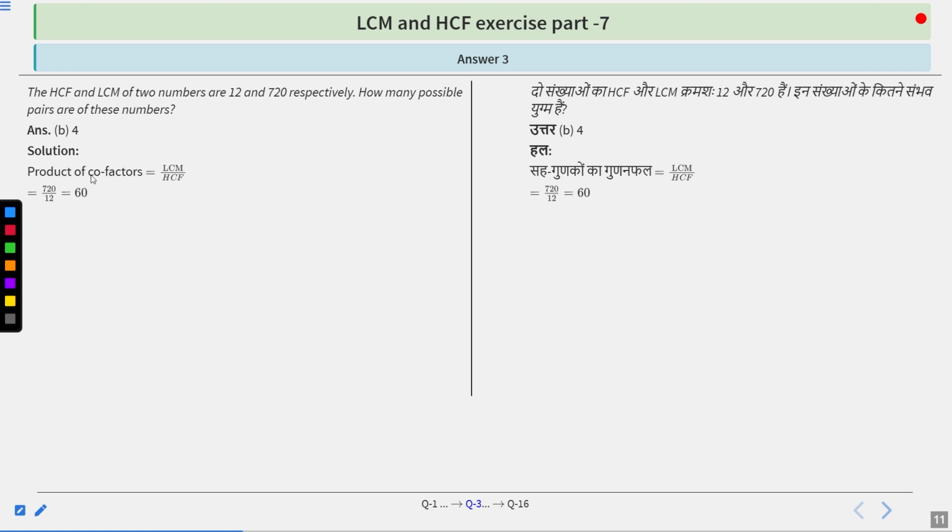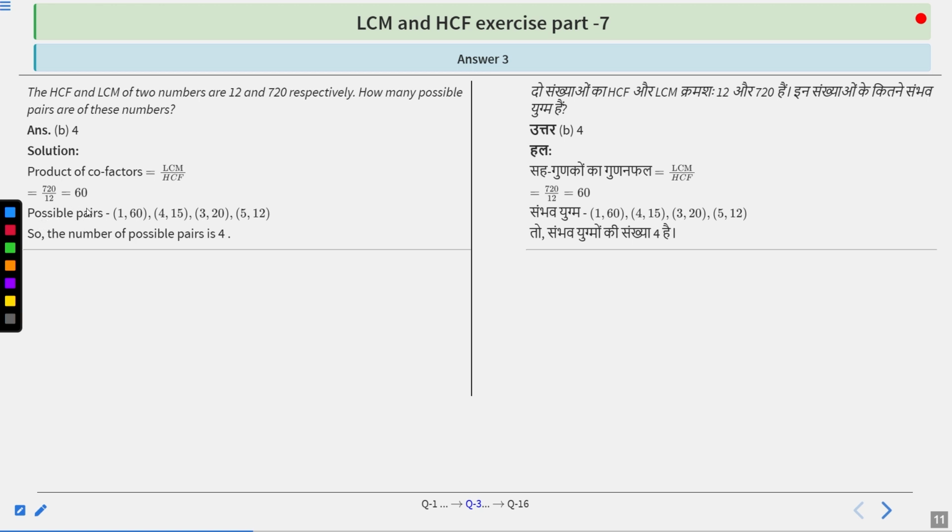Now, product of cofactors is equal to LCM upon HCF. Here LCM was 720 and HCF was 12. So 720 upon 12, that is 60, is the product of two numbers or cofactors. So possible pairs can be 1 and 60, 4 and 15, 3 and 20 and 5 and 12. Because 1 into 60 is also 60, 4 into 15 is also 60, 3 into 20 is also 60 and 5 into 12 is also 60. That means we have 4 pairs of numbers possible. So option number B, 4 is the correct answer.